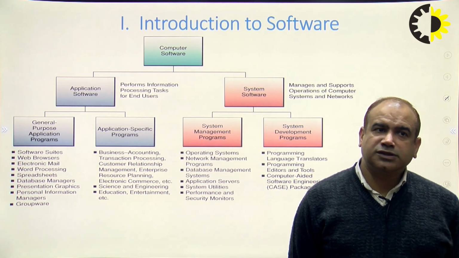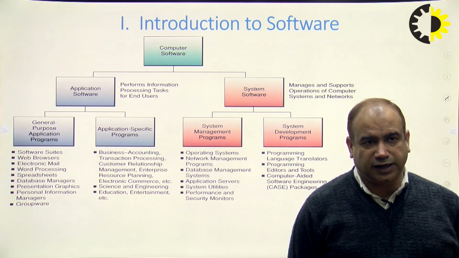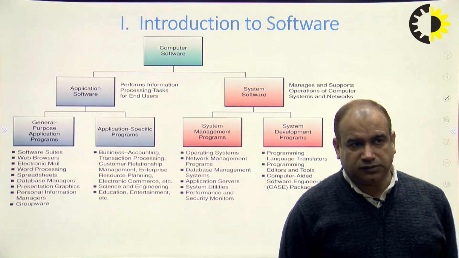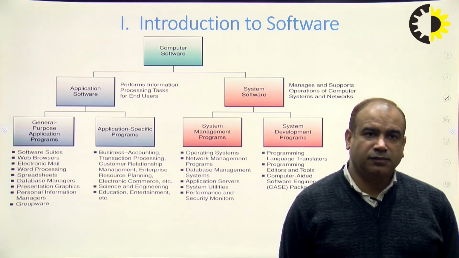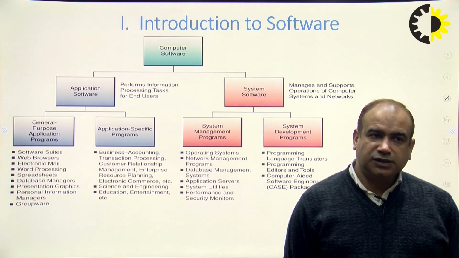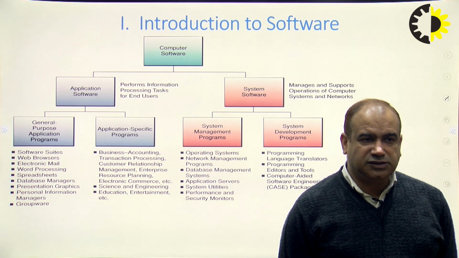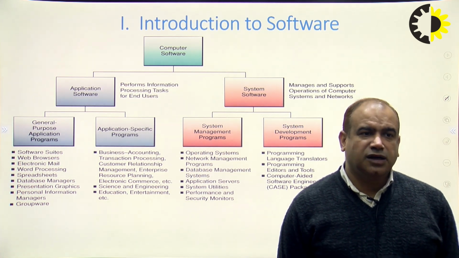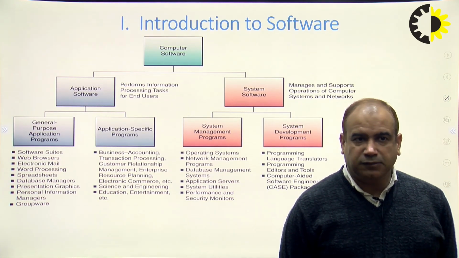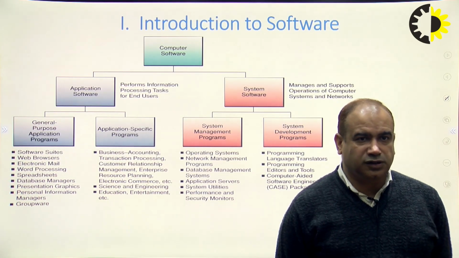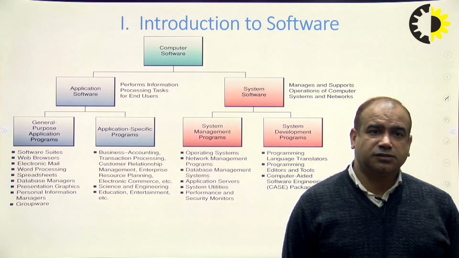If I talk about system software, that manages and supports operations of computer systems and networks, it is further divided into two types. First is the system management program and second is the system development program. System management programs are operating systems, network management programs, database management systems, application servers, system utilities, performance and security monitors. Basically, these run the computer for a particular task. Without these, the system can't work.